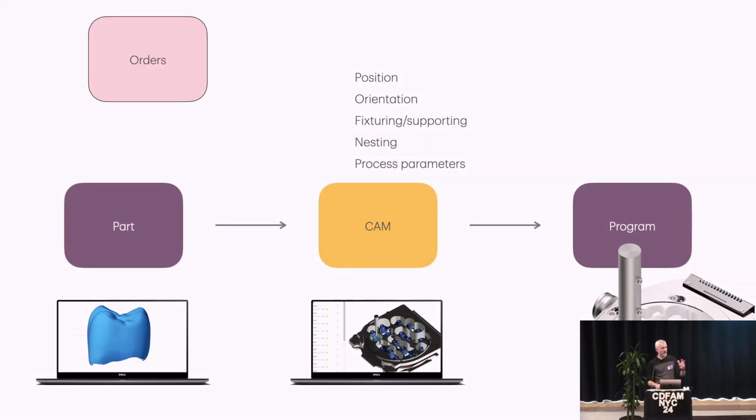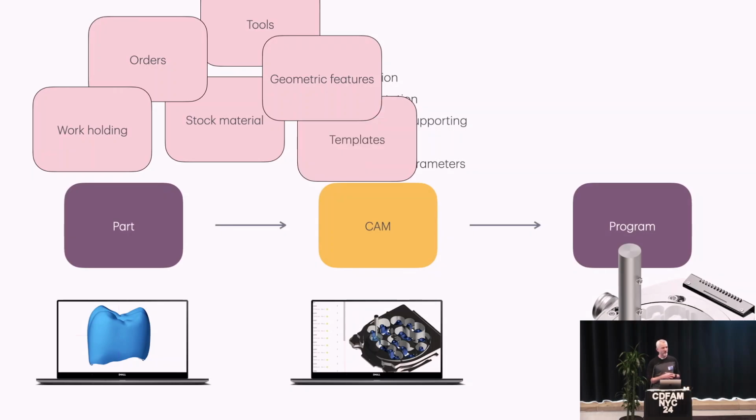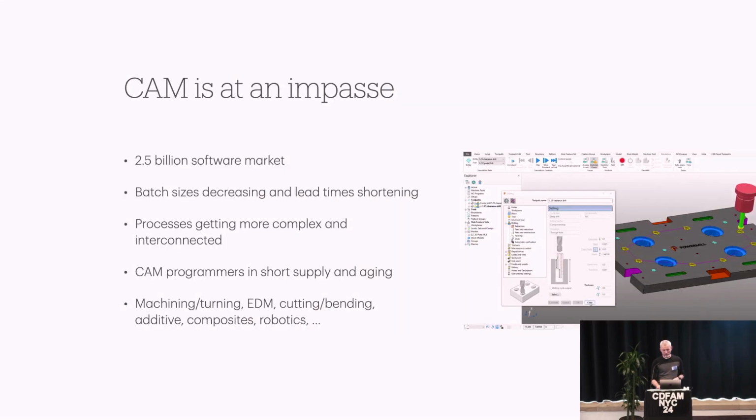But this depends on what the order state is, what other things have been ordered, it depends on stock material availability, on which tools are loaded in the machine, on how you would work hold it, on geometrical features, on which machining templates. It's a giantly complex problem. So people think CAM is just a print button. No, CAM is really quite complicated.